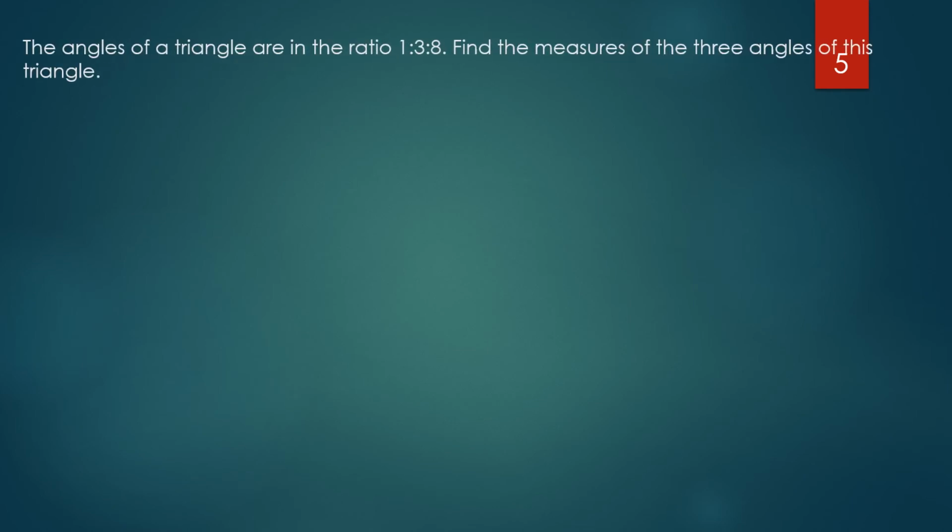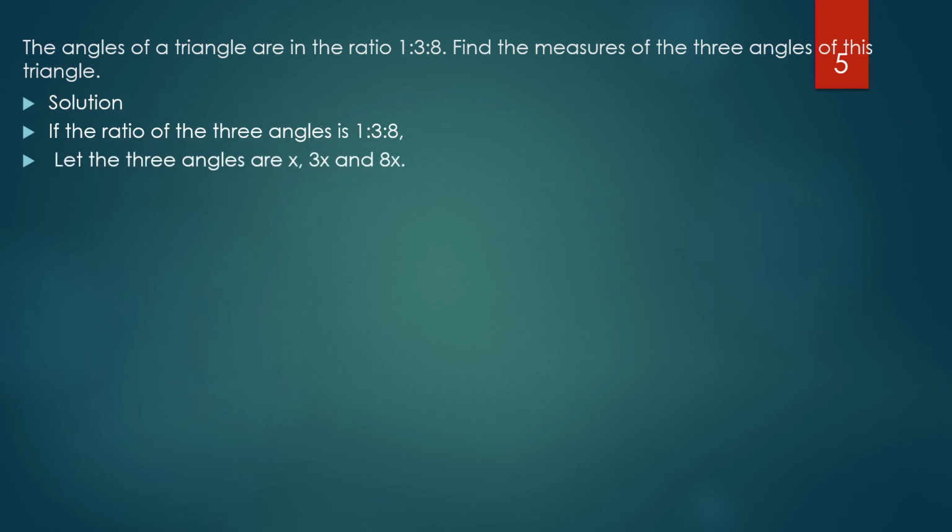The angles of a triangle are in the ratio 1 is to 3 is to 8. Find the measure of the angles of this triangle. Solution. If the ratio of the angles is 1 is to 3 is to 8, let the three angles are x, 3x and 8x.